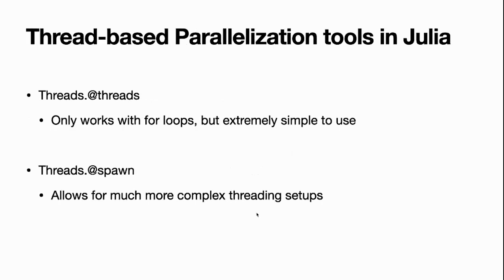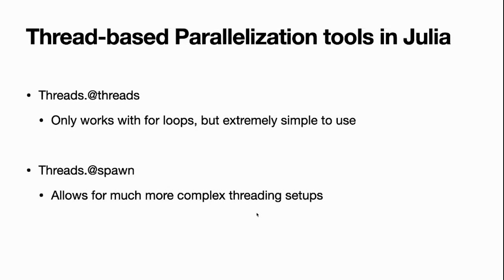As I said, we're going to be focusing on thread-based parallelization tools in Julia, and really we're going to be looking at these two. There's this thing called Threads.@threads, which works with for loops, and it's extremely simple to use. But for more flexible workflows, for more complex things, we're going to be using this thing called Threads.@spawn.